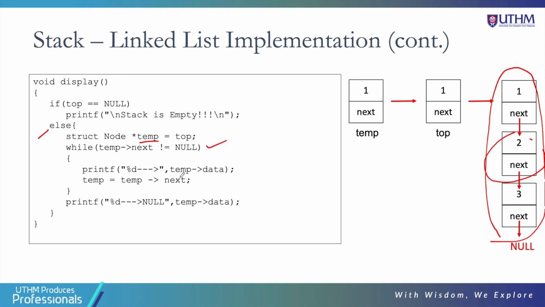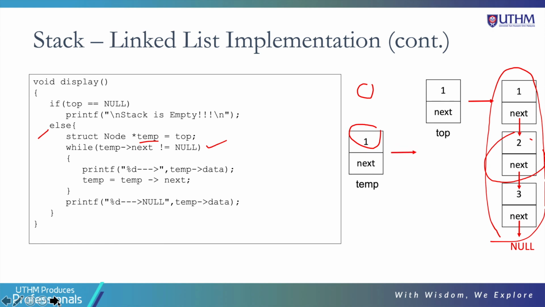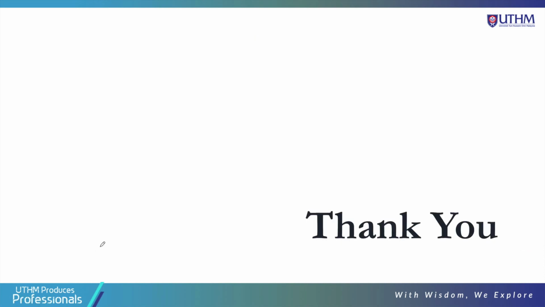So what it will do is print temp data, so it will print 1. After that, temp equal to temp next, so temp will be moving to the next node. Again it will verify again and again until this condition is false. Okay, finish.